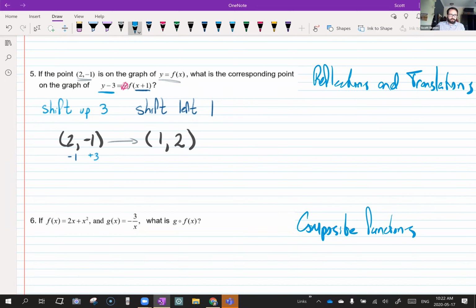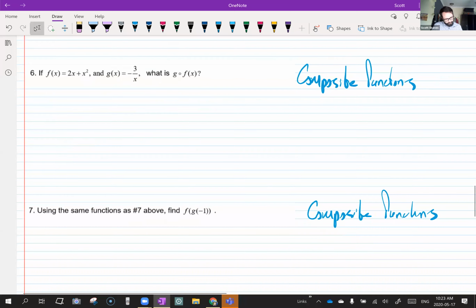So hopefully that rings a bell. Yes, of course you can use Desmos. 1,000,000% you should use Desmos. There's no reason why you shouldn't use it to help you. This question, of course, wouldn't help you very much, but for any question that you think it would help you with, definitely go ahead and do it.